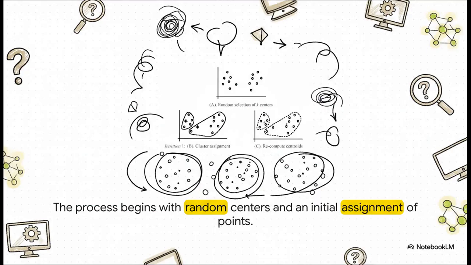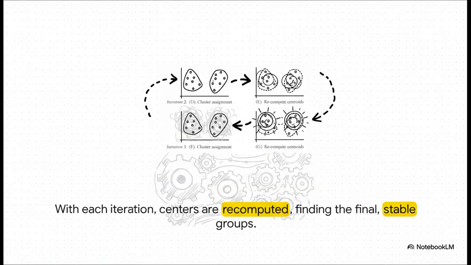So it all starts with what is basically a random guess. As you can see in the diagram, the initial centers are just placed arbitrarily. This leads to a really rough first attempt at forming clusters. It's not perfect by any means, but it is the crucial first step. And then the magic happens.